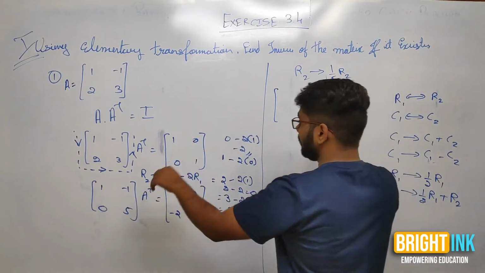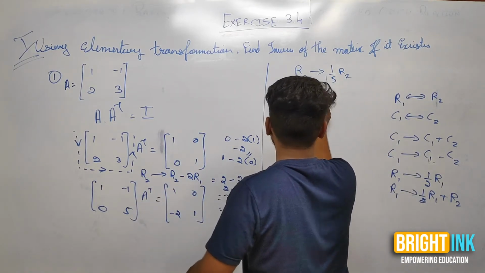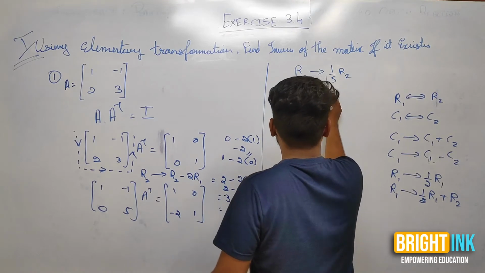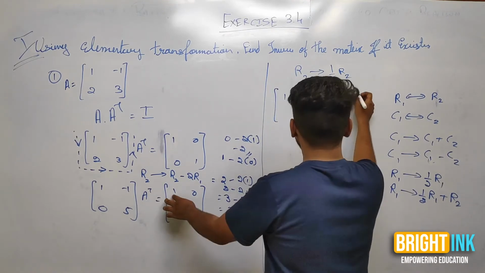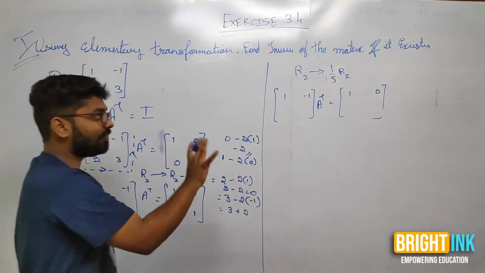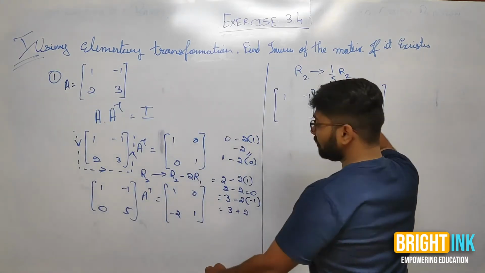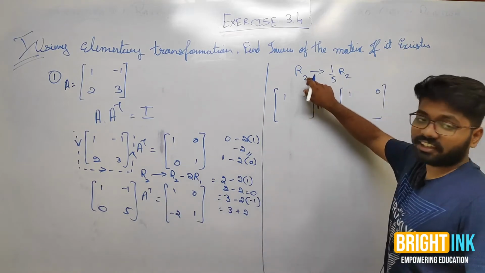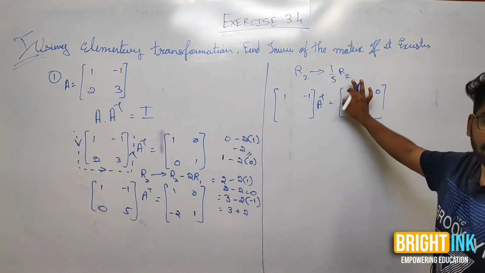No. So please write R1 as it is first. Write the first row and finish the matter. A inverse is equals to 1 0. Okay? Understanding clear? We have written R2. What operation did we do? R2 changes to 1 by 5 of R2.